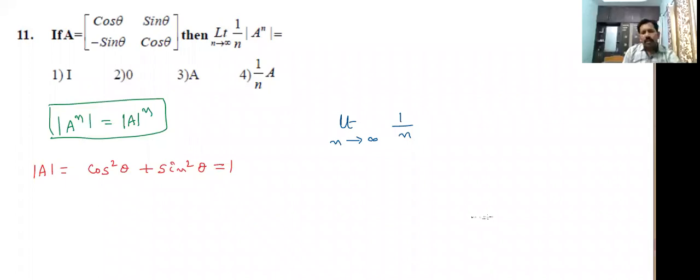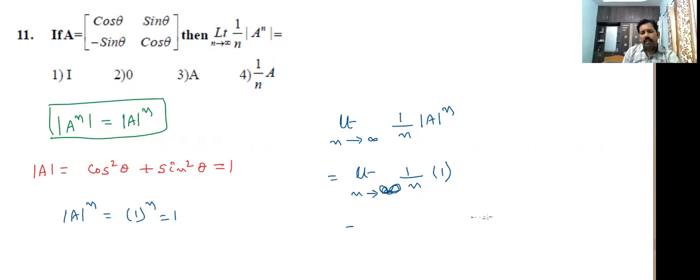Now limit n tends to infinity of 1 by n. Determinant of A power n, we can write as determinant A whole power n, that is equal to 1 power n, that is equal to 1 only. So limit n tends to infinity of 1 by n into 1. Now substitute the limit, in place of n substitute infinity. So we are getting 1 by infinity, and 1 by infinity value is 0. So the second option is correct.